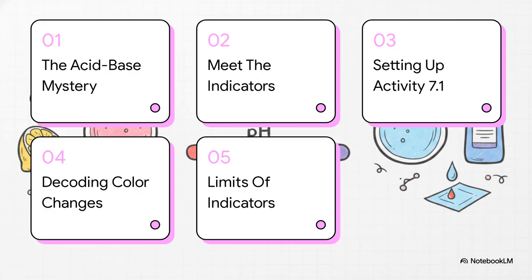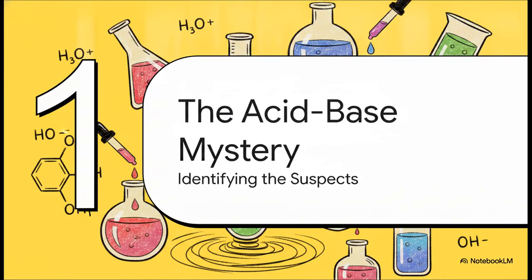To do this, we're going to methodically solve this problem in 5 steps. We'll hit the acid-base mystery, meet the indicators, set up Activity 7.1, decode the color changes, and wrap up with the limits of indicators. So let's kick things off with Section 1, the acid-base mystery, where we identify our suspects.